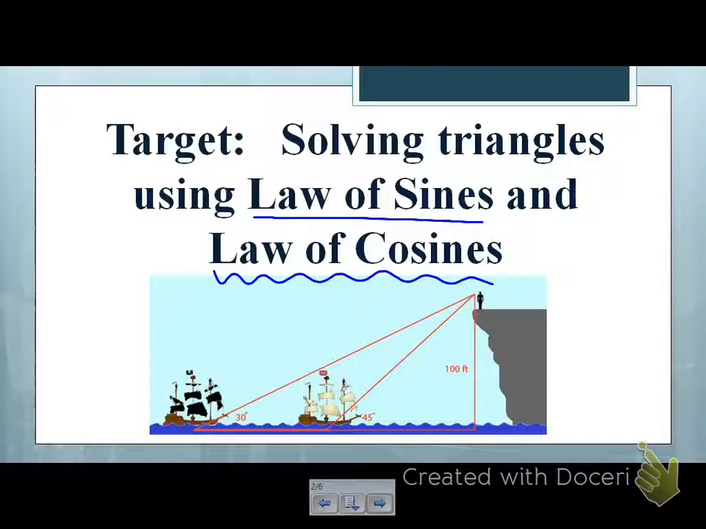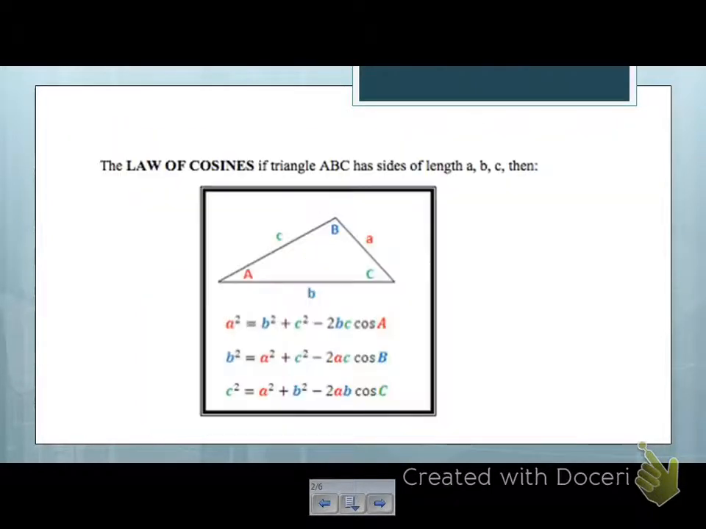Welcome, geometry students. Today we're going to learn about solving triangles using the law of sines and law of cosines. Yesterday we focused on the law of sines, and today we're going to look at the law of cosines. So we're only looking at part of this target today.